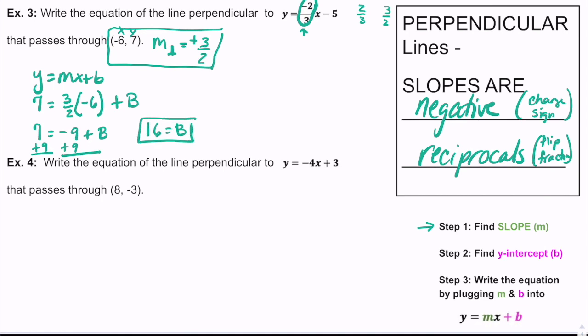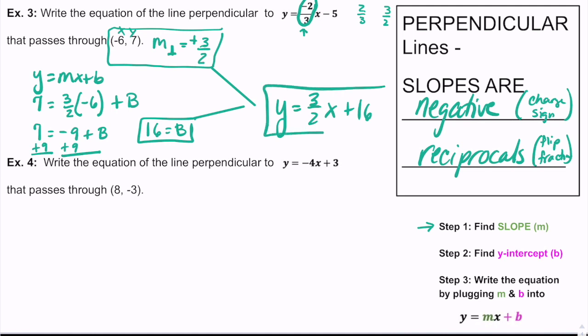At that point, we're taking that perpendicular slope and that y-intercept that we just found, and our final answer is y = 3/2 x + 16. That's our final answer. So if you think you understand how to do 3, pause the video, try number 4 yourself.